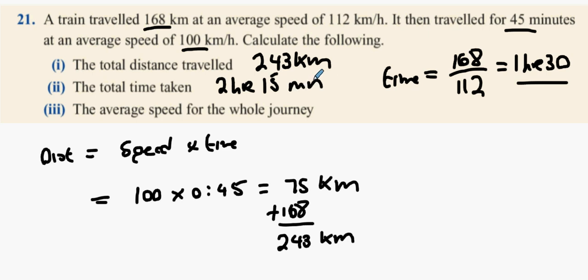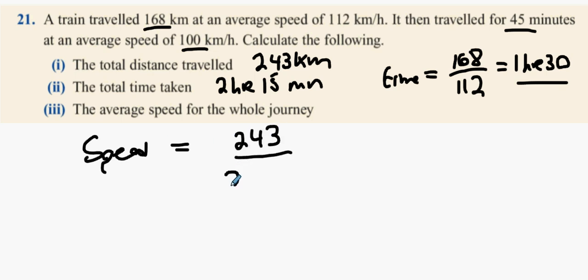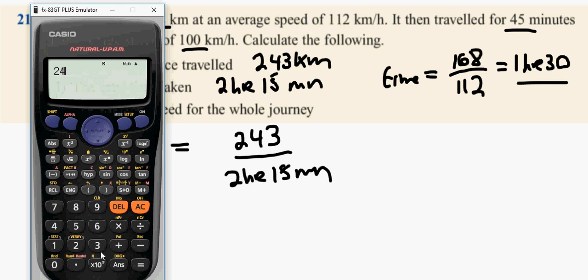The average speed for the whole journey. Okay, average speed is speed equals what, guys? Distance divided by time. Now, if you put this in, I don't think it's going to go unevenly. Hopefully it doesn't. I want to see one that doesn't go unevenly.